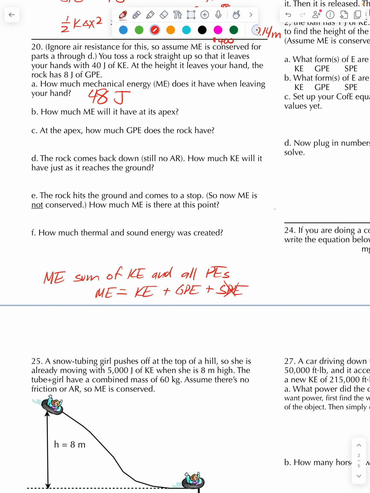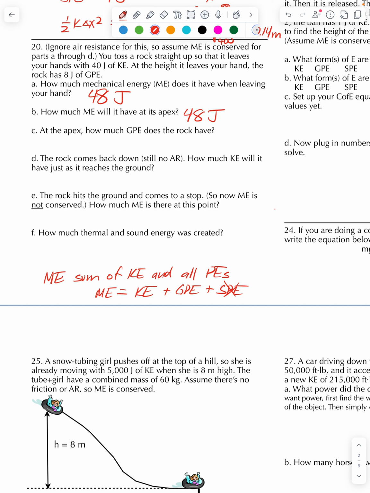How much mechanical energy will it have at its apex? Well, again, there's no air resistance. I'm implying, and I even told you parenthetically, that we're assuming mechanical energy is conserved. So when it reaches its highest point, it'll still have 48 joules of mechanical energy. At its apex, how much GPE does the rock have?